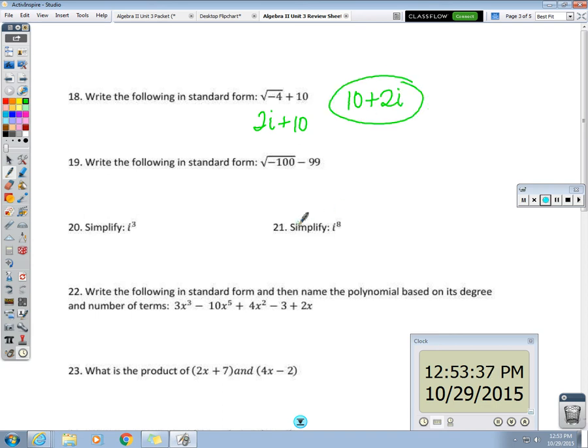Okay, number 19, write the following in standard form. What's the square root of -100? 10i, and then minus 99, but what would that look like once you've written it in standard form?